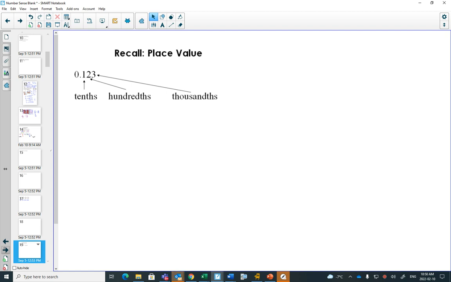So, place value. We talked about this already. We talked about how wonderful the English language is by adding th on the end of each of these words. Tenths, hundredths, thousandths. Right?